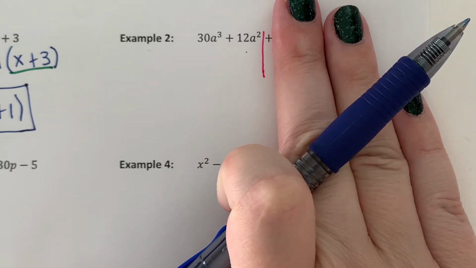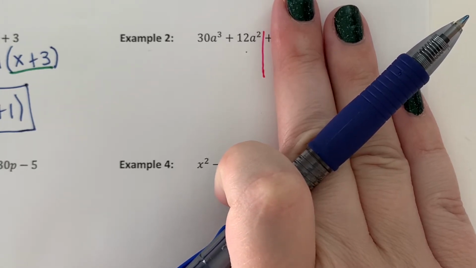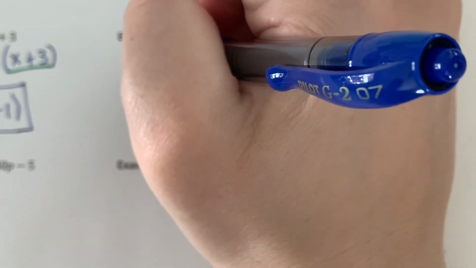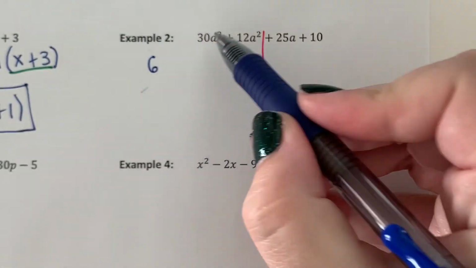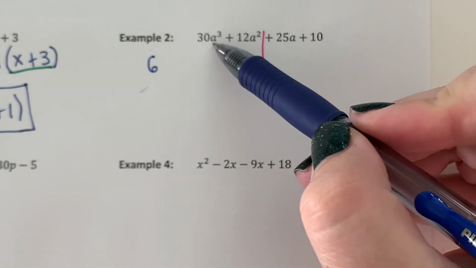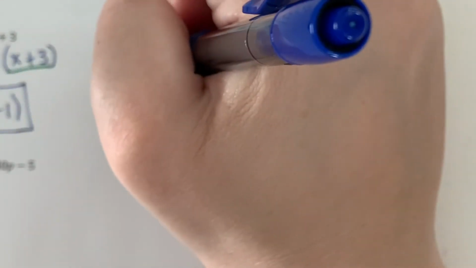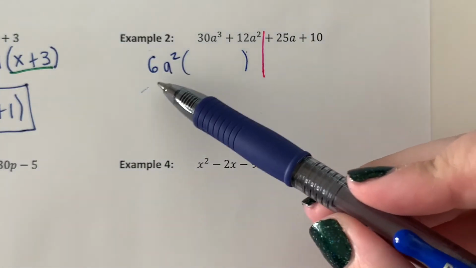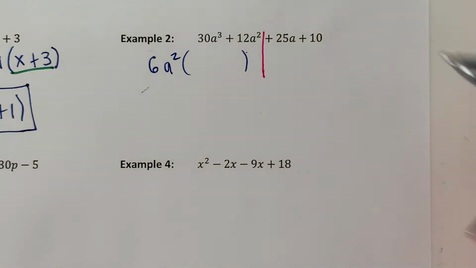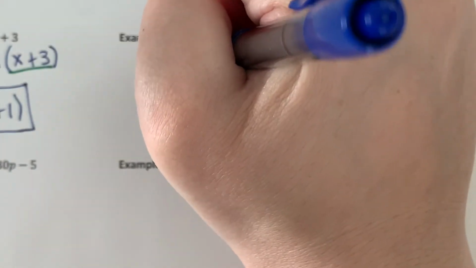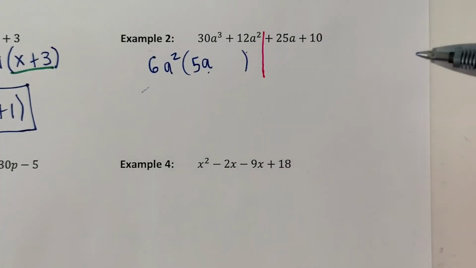So I'm looking for the greatest number that I can pull out of 30 and 12. And that would be, let's see, 6. 6 goes into 30 and 6 also goes into 12. And then the greatest variable I can pull out of a cubed and a squared would be a squared. So now I'm doing my backwards distribution. So 6 times what gives me 30? 6 times 5 gives me 30. A squared times what gives me a cubed? A squared times a gives me a cubed.